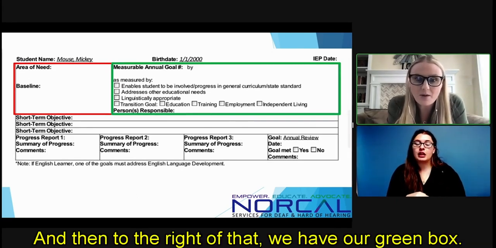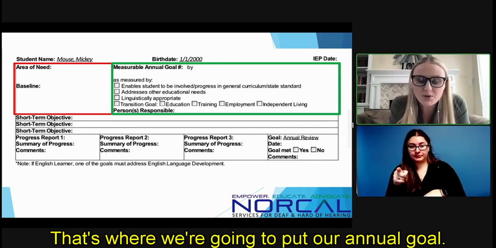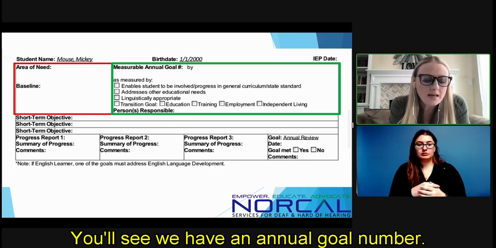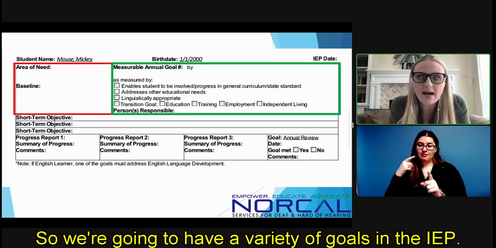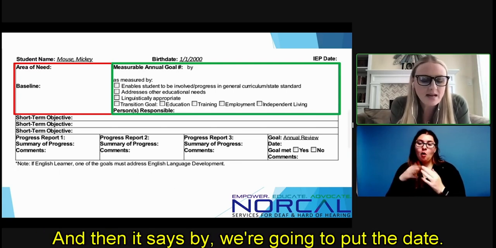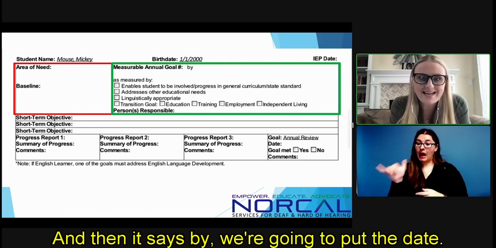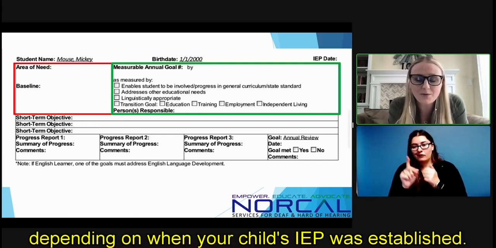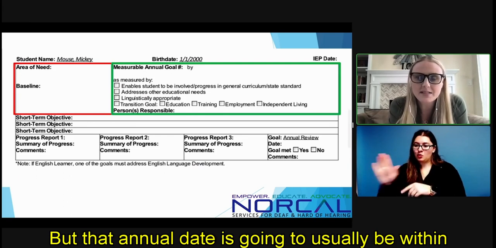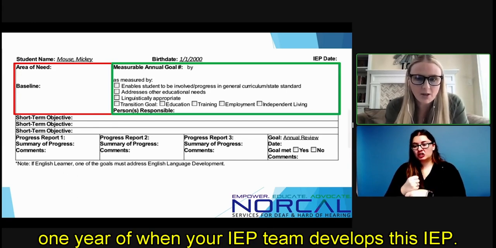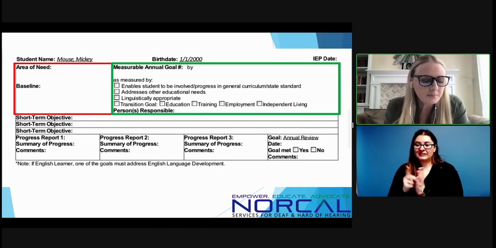And then to the right of that, we have our green box. That's where we're going to put our annual goal. You'll see we have an annual goal number. So we're going to have a variety of goals in the IEP. All of them are going to be numbered. And then it says by. We're going to put the date. So we're going to have every date differently depending on when your child's IEP was established. But that annual date is going to usually be within 1 year of when your IEP team develops this IEP.